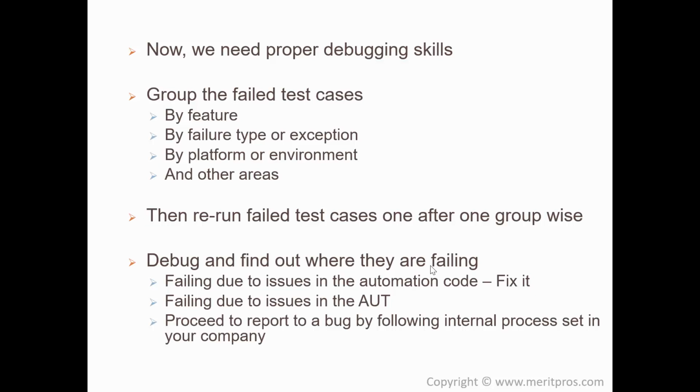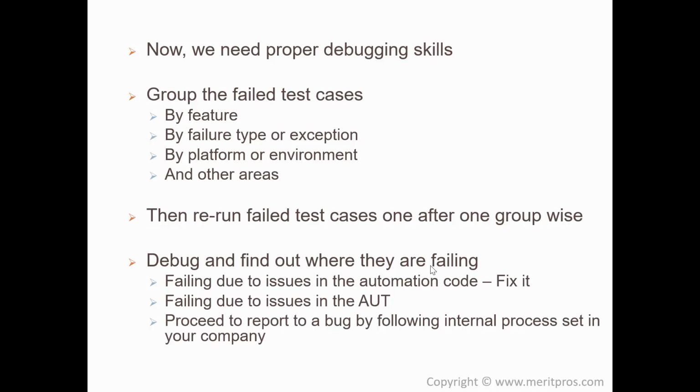So group by feature, or group by failure type or exception, or group by platform or other areas based on your requirements. Then rerun those failed test cases one after one by each group, group wise, rerun them, then start debugging. Then let's say you are rerunning those failed test cases, then you are finding the reasons, then debug and find out why they are failing.